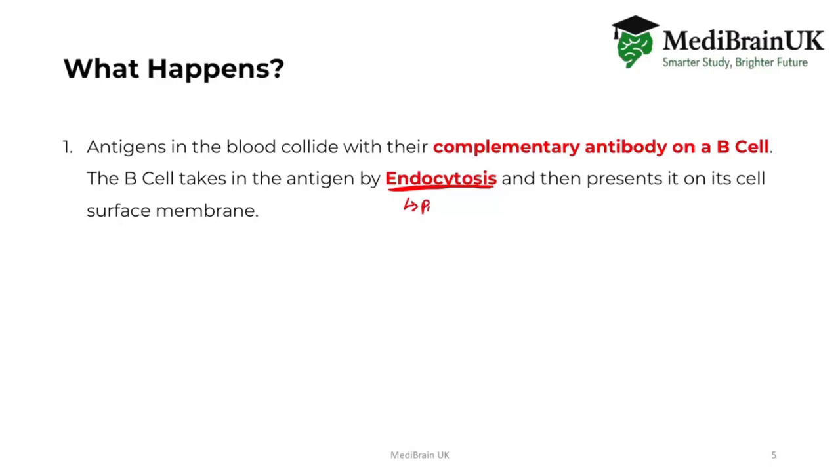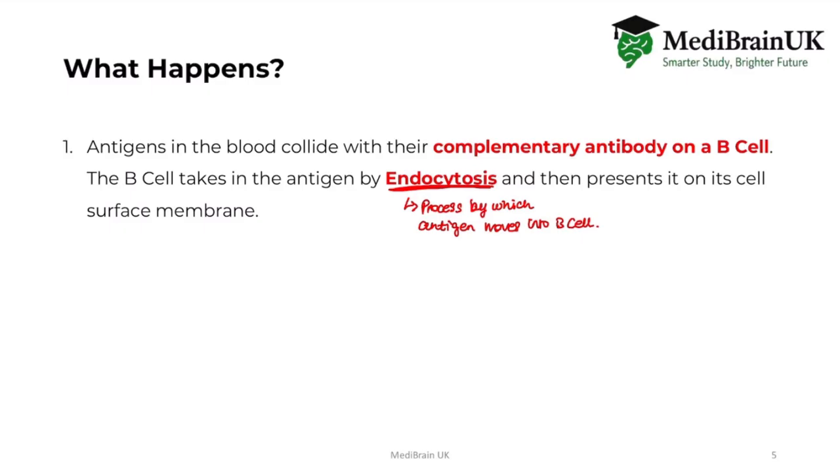Okay, so the process by which antigen moves into the B cell is endocytosis. When something is released, that's exocytosis. Exo for exit, and endo for in. Okay, so that's the process by which the antigen moves into the B cell.